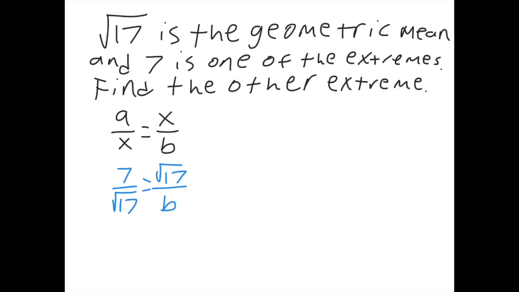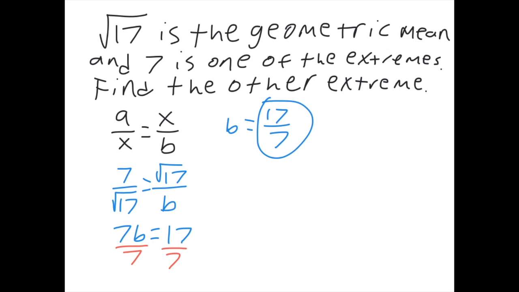So cross multiply: 7 times b is 7b, and square root of 17 times square root of 17 is 17. The square roots cancel each other out when they multiply. Now, divide both sides by 7, and that will give you b equals 17 over 7. So the second extreme is 17 over 7, which if you want to turn into a decimal would be 8.5.